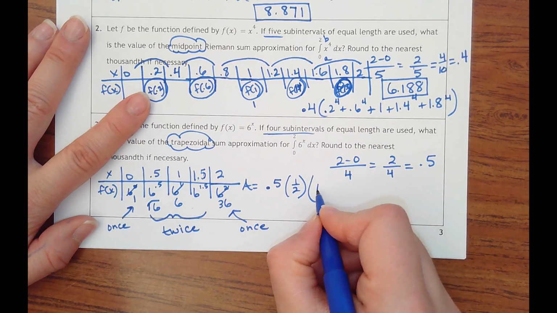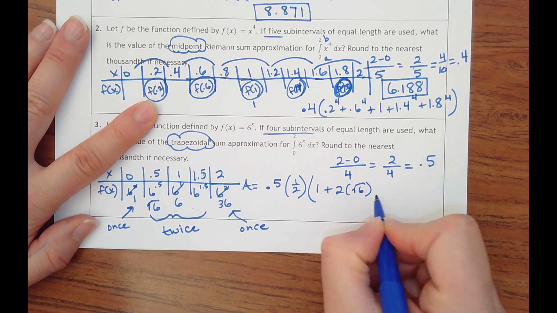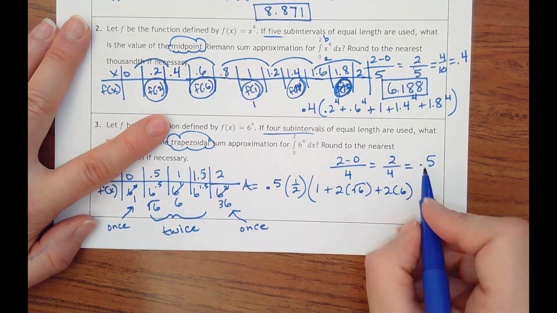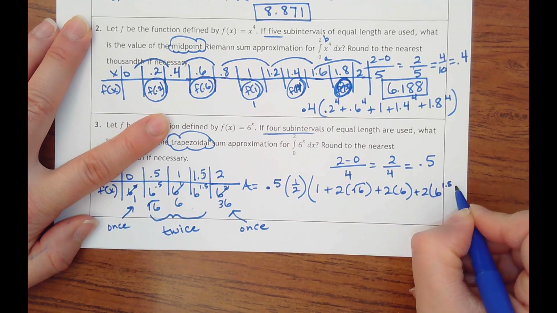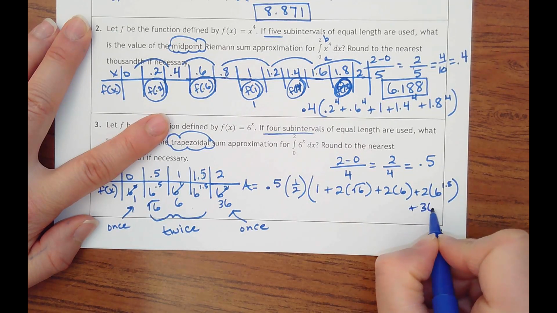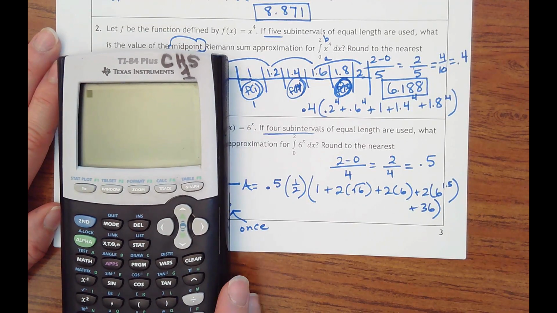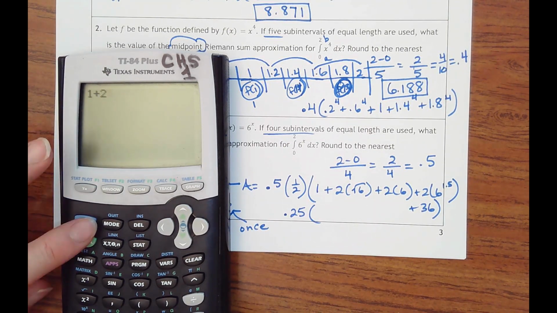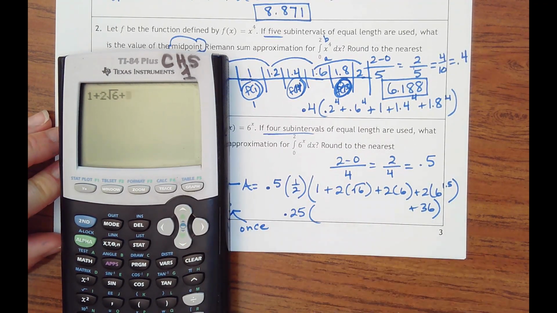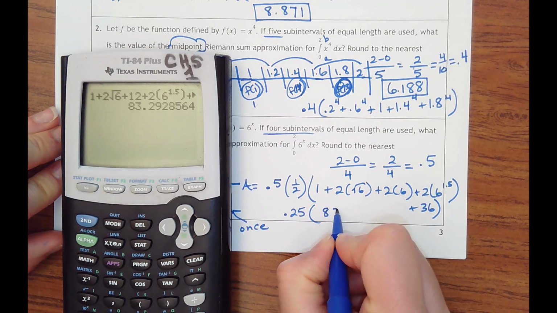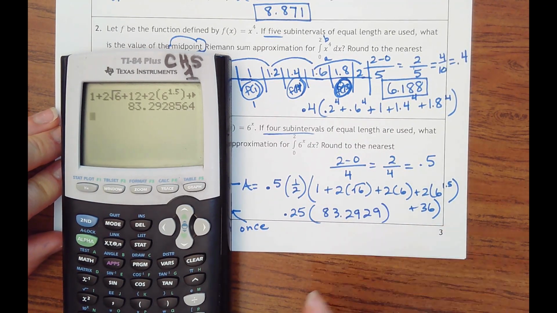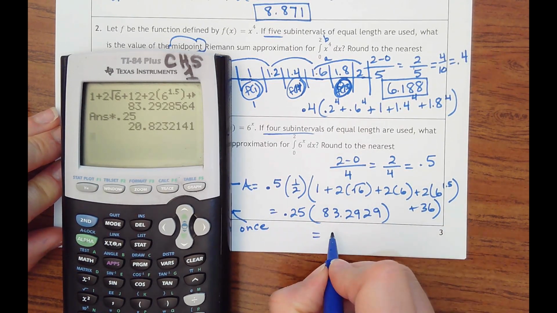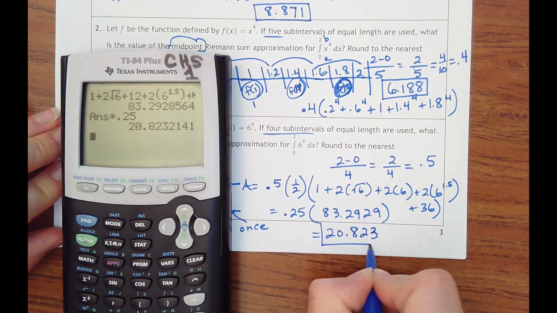So I'll have a base of 1. I'll have 2 of the square roots of 6. I'll have 2 of the 6's. I'll have 2 of the 6 to the 1.5 or 3/2 power, and then I'll only have plus 1 of the 36. So that, to me, trying to do these quickly, is faster. I know half of a half is going to be a fourth or 0.25. So I have 1 plus 2 times square root of 6, plus 2 sixes would be 12, plus 2 times 6 to the 1.5 power, plus a 36. And that's 83.2929. Times a quarter of that should give me a total area of 20.823.